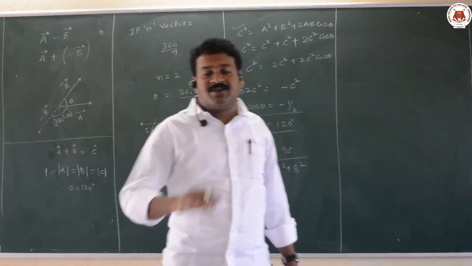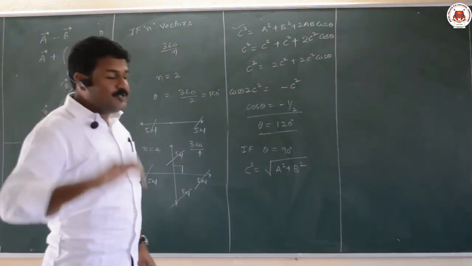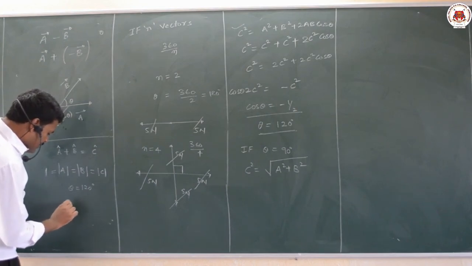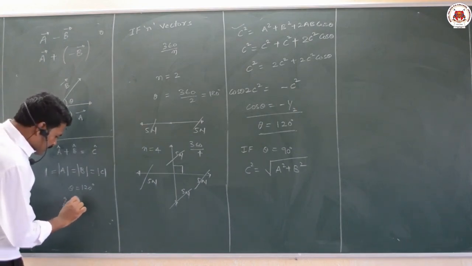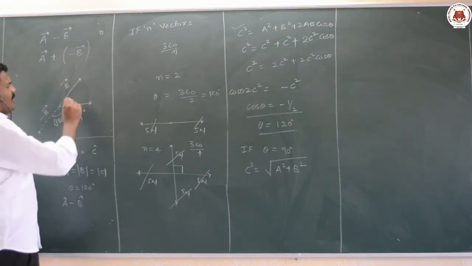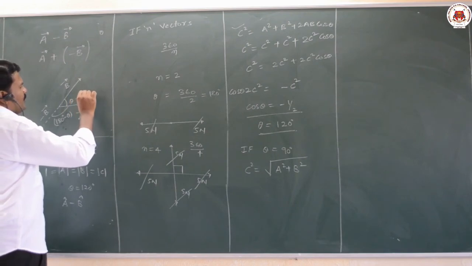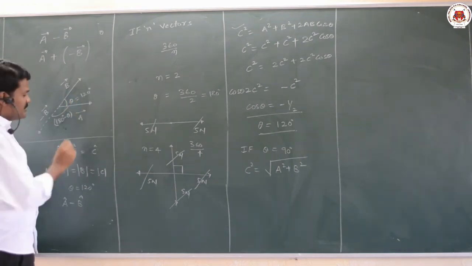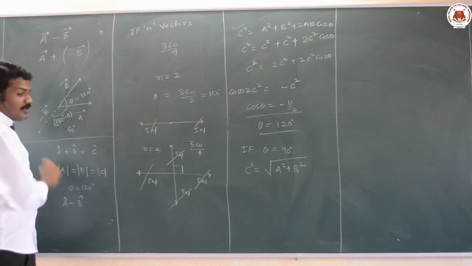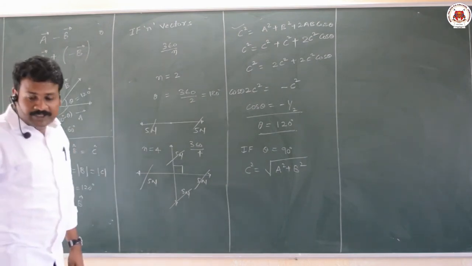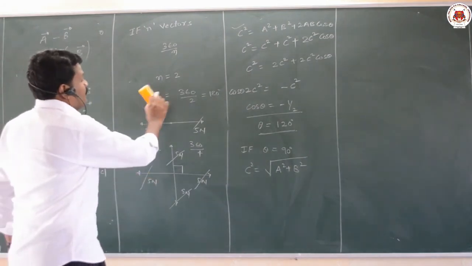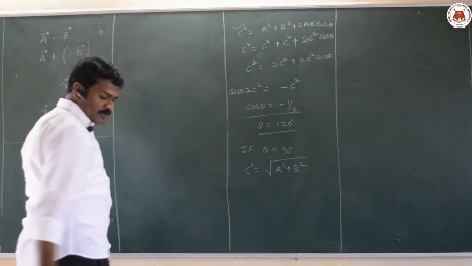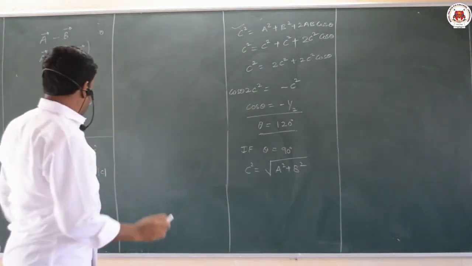Now what he is asking in the question is, what is A minus B? So you can use this formula. The angle between A and B I got as 120. Then what is the angle between A and minus B? 60 degrees. Now just apply the parallelogram law of vectors. You will get it within one step.